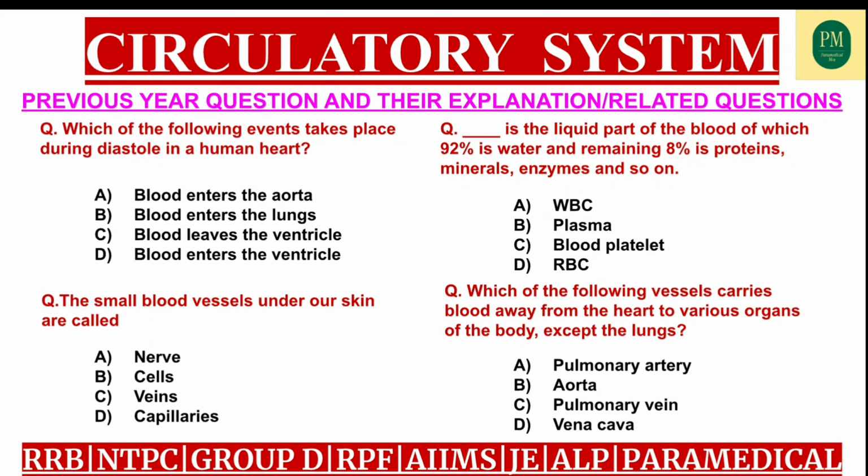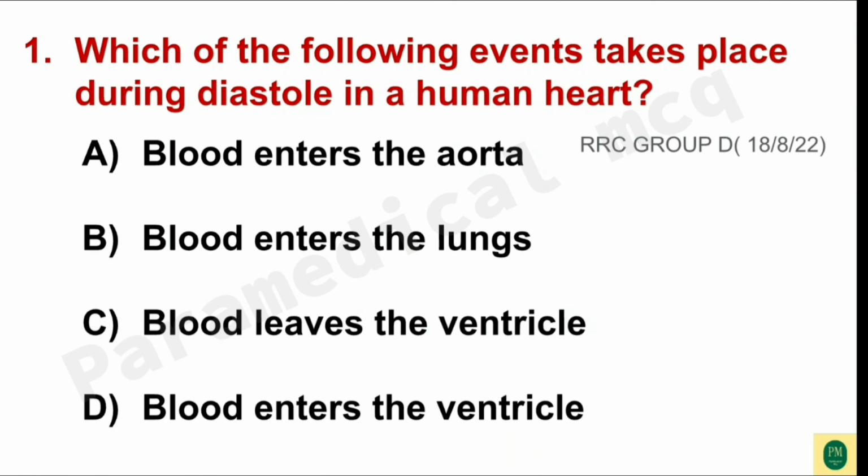Today's topic is circulatory system. Let's start. The first question: which of the following events takes place during diastole in human heart? Option A: blood enters the aorta. Option B: blood enters the lung. Option C: blood leaves the ventricle. Option D: blood enters the ventricle. The correct option is option D: blood enters the ventricle.